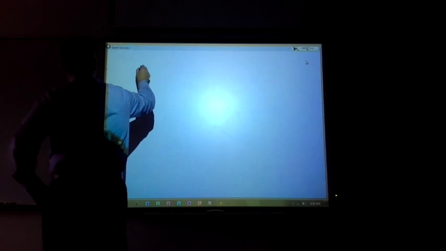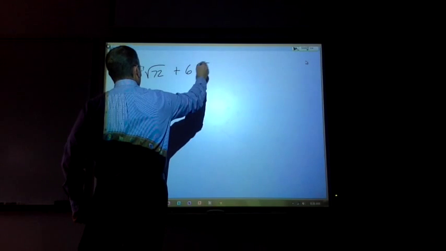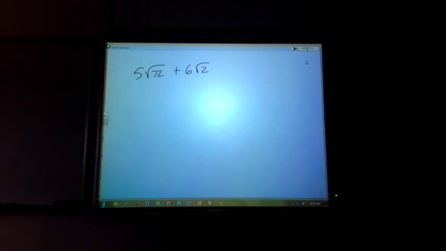But let's say I had root 72 and root 2. Like terms or not? They don't appear to be, do they? Does everybody agree they don't look like terms? So right now I cannot say this is 11 root whatever. I don't have like terms. Can I break root 2 down to anything smaller? Can I break root 72 down to anything smaller?